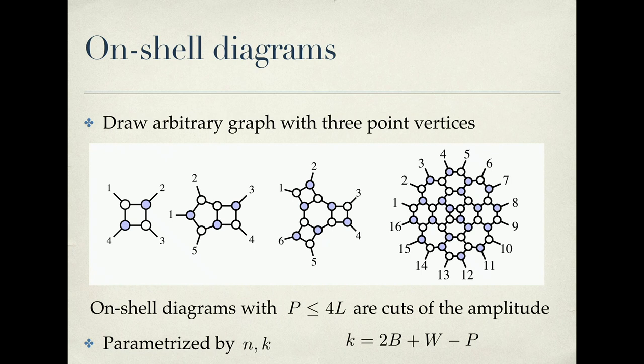But it's something which is intrinsic for the diagram. The N is the number of external legs that you can easily read off, but this label K, you can associate with the number of blue vertices, white vertices, minus the number of propagators using that formula.